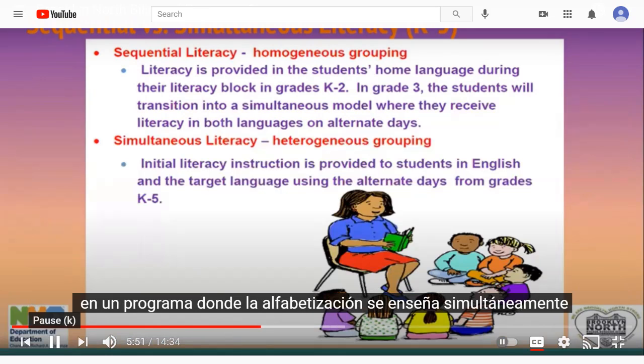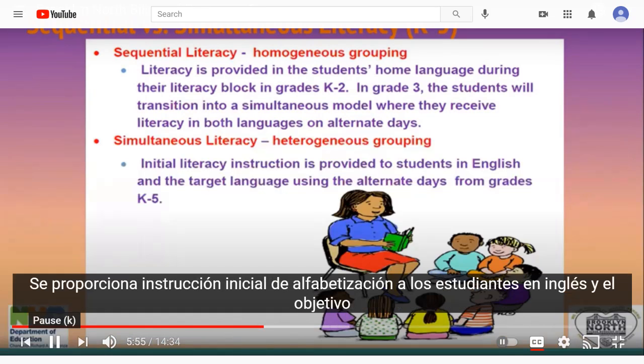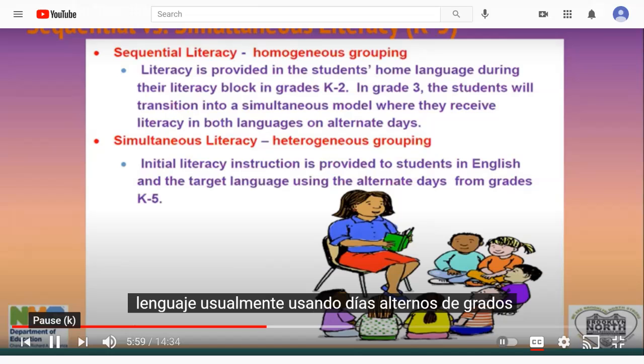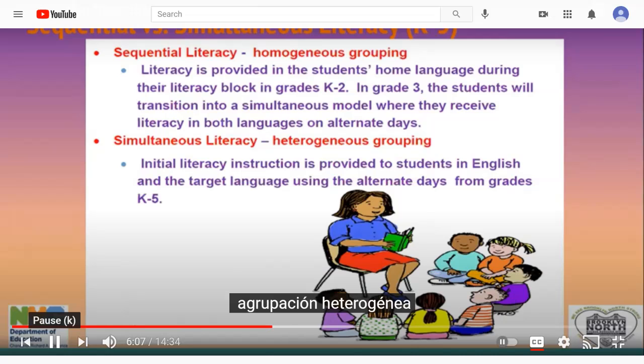In a program where literacy is taught simultaneously, initial literacy instruction is provided to students in English and the target language, usually using alternate days from grades K to 5. This is more common and will happen in a heterogeneous grouping.